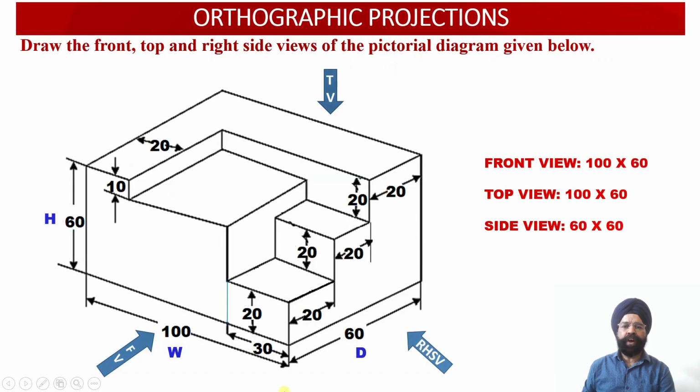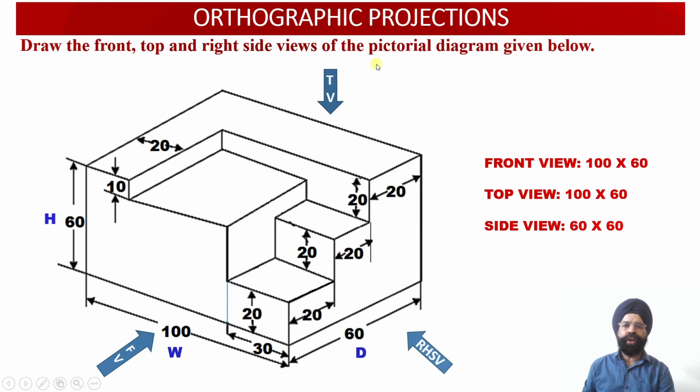Now here we have an isometric 3D projection of a solid in which the front view face, the top view face and the right hand side view face have been presented in a single 3D projection. With this isometric projection given, we are required to draw the front view, the top view and the right side views of this particular solid.